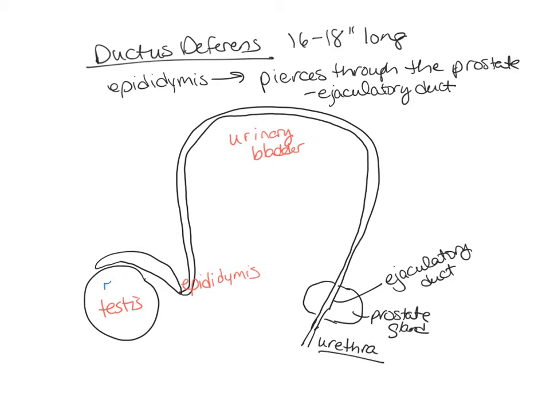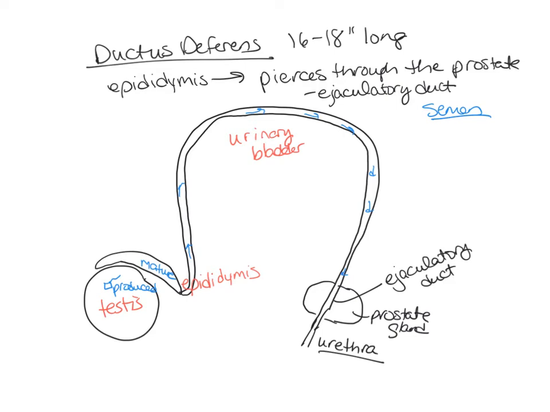So the sperm are produced in the testis. So this is where they're produced. Then they mature in the epididymis. And then they move into the ductus deferens, and they're still immotile. And they're going to move through the ductus deferens. It used to be called the vas deferens. And as it moves through this ductus deferens, there are other glands that are going to secrete into this ductus deferens. These glands are called accessory glands. The accessory glands produce semen.